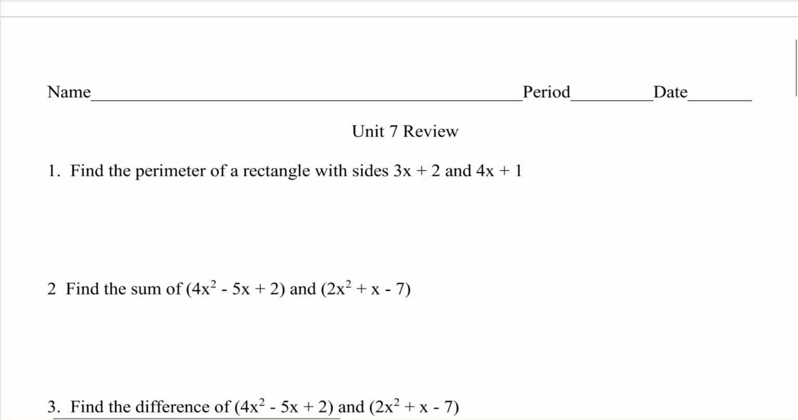This is the Unit 7 review. Question 1, find the perimeter of a rectangle with the given sides.